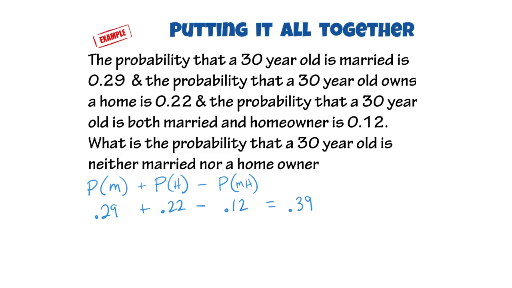Okay, now that's not really what they asked though. This is the probability that they are married or a homeowner. I want the probability they are not married or a homeowner. So that's going to be 1 minus the 0.39, which is 0.61. And that answers the actual question.